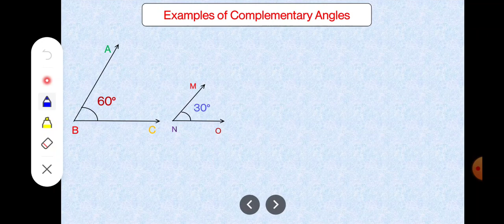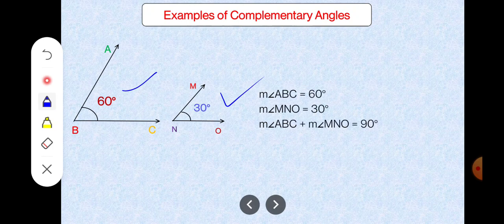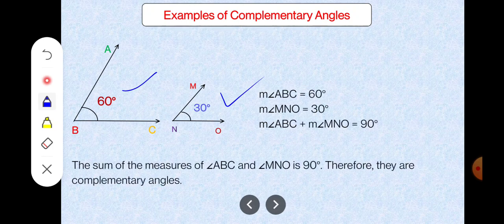Now these two angles are different, the naming is different, and these two angles are definitely different, but if you sum up these two angles, what are you getting? It's 90. Yes, definitely. So angle ABC is 60 degrees, angle MNO is 30 degrees. So 60 plus 30 is equal to 90 degrees. That means I can say angle ABC and angle MNO are complementary angles, or in other words they are complementing each other. I hope I am very clear with the definition of complementary angles.